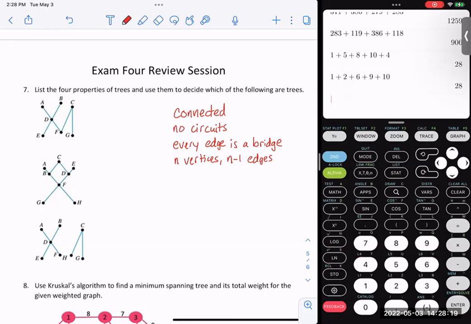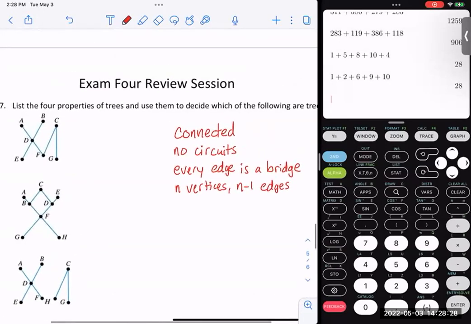So we can use these 4 properties of trees to figure out if our graphs here are trees. If we look at the first one, first of all, it is connected. I don't have 2 separate parts. There is a way from every point to get to every other point. So it is connected. There aren't any circuits. I'm not seeing anywhere you would travel in a loop or travel 2 different ways to get to the same point. Every edge is a bridge.